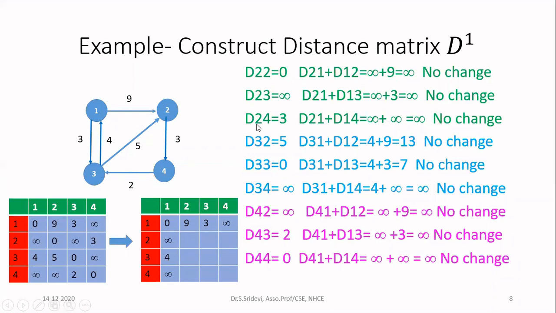Let me consider the next one, D24. The meaning of D24 is, if you want to go from 2 to 4, what is the cost? The original cost of going from vertex 2 to vertex 4 is 3, so I am writing this. Now I am going to check, if I go from 2 to 4 through the vertex 1, will it reduce my cost? So you have to consider D21 plus D14, because you are going from 2 to 1, then from 1 to 4.